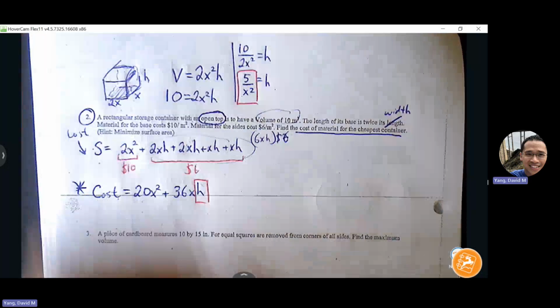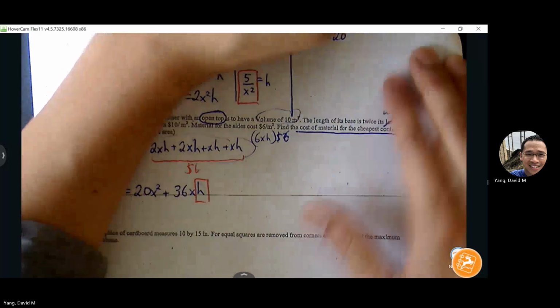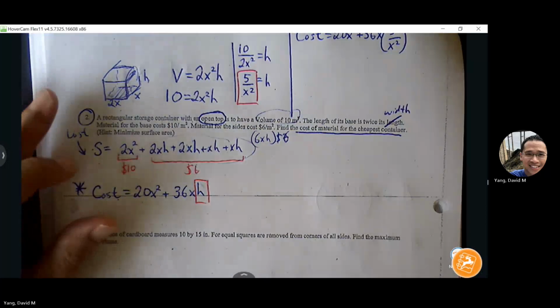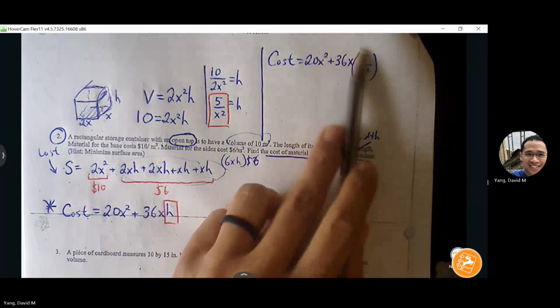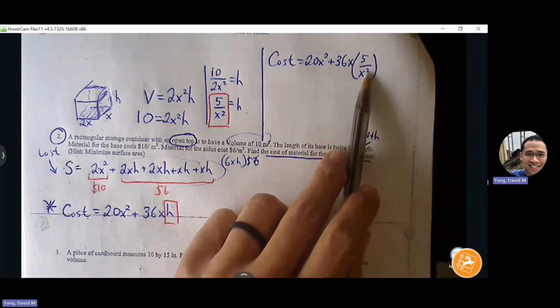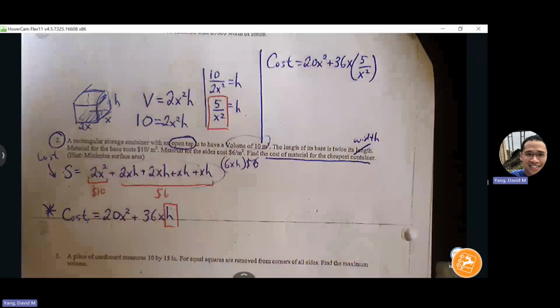So I'm going to substitute this piece into here so that we can get this down to one variable, so that we can find the derivative and then find a critical point. Okay, there's my cost equation. I just want to rely on power rule. So what can I do to clean this up so I can rely on power rule? Yeah, multiply and clean this up, right? So 36 times 5.